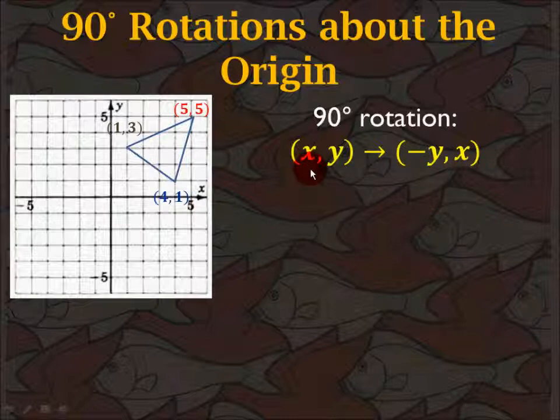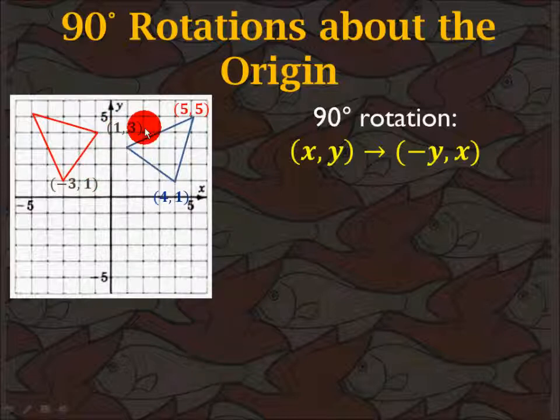In other words, the original x now becomes the y. The original y, take the negative of that, and it becomes the new x. So if you take a look at (5, 5), the new point is going to be (-5, 5). If you take a look at this point, (3, 1), 3 becomes (-3, 1).